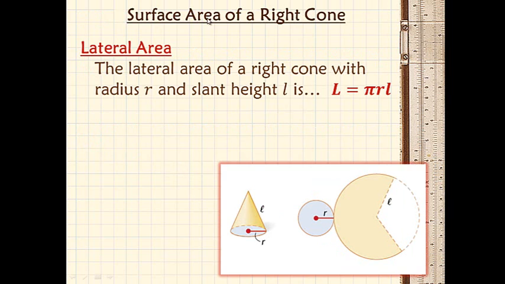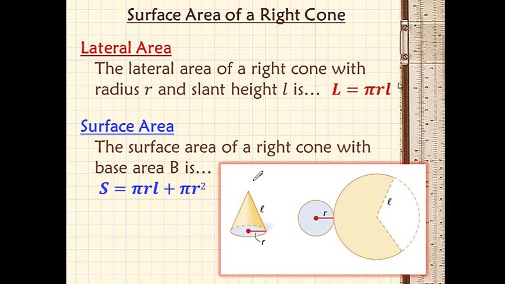The lateral area is found by using pi times the radius of the base times the slant height. The total surface area would be that same lateral area, but then we're going to add in the area of the base, just like with the pyramid. The base is always a circle. It never changes, so it's always pi r squared.